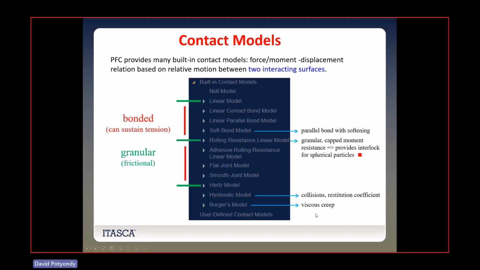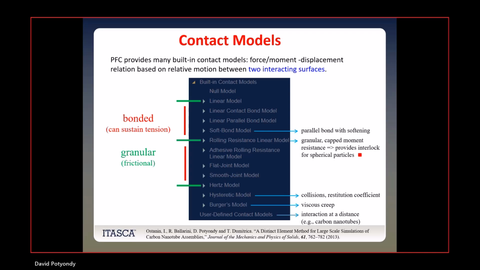There's a contact model called the Burgers contact model to do that, okay? And then the last one, you can write your own contact model. So we call this a user defined. You can write your own contact model, but you have to write it in C++. So if you know C++, it's easy. If you don't, it might be a difficult challenge.